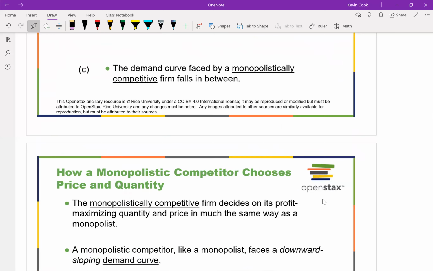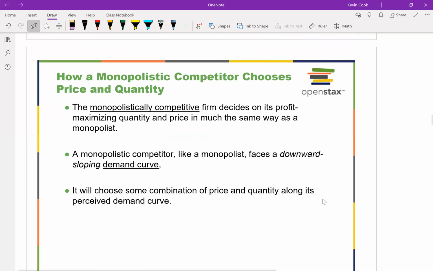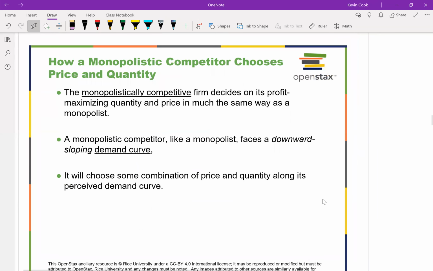how does a monopolistic competitor actually behave? What we're going to see is they're going to act very closely the same way as a monopolist. That is, they'll set marginal revenue equal to marginal cost. Then they'll find the price, which is on the demand curve, and they'll work it out so that they have basically the exact same thing that a monopolist did.